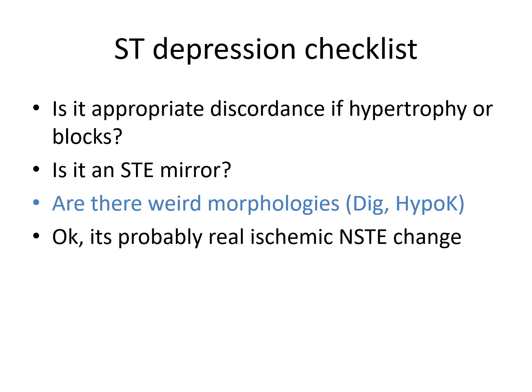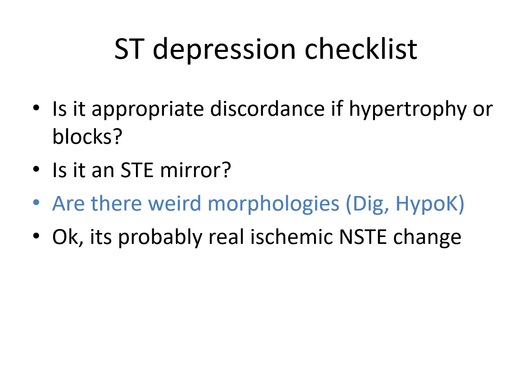So this is your ST depression checklist. When you see an ST depression, the first thing would be to determine if there's any hypertrophy or conduction block. And this is the reason why we do ST segment interpretation at the very end of an ECG interpretation. We need to know all the preceding things to do this accurately.